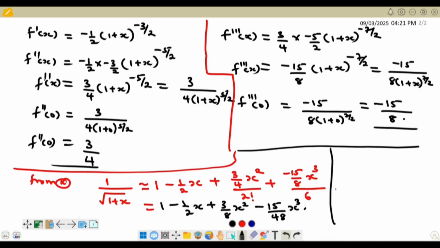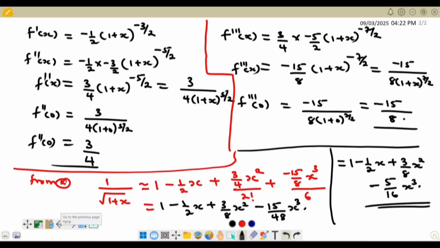So in general, we shall have our expression 15 over 48 can be reduced. So in general, we shall have this expression equaling 1 minus a half of x plus 3 over 8 of x squared, and then minus, by 3, it is 5. So we shall have 5 over 16 of x to the power 3. So this would be our expansion of f of x, which f of x is 1 upon the square root of 1 plus x. And you have expanded this up to x to the power 3. So that would be your answer.